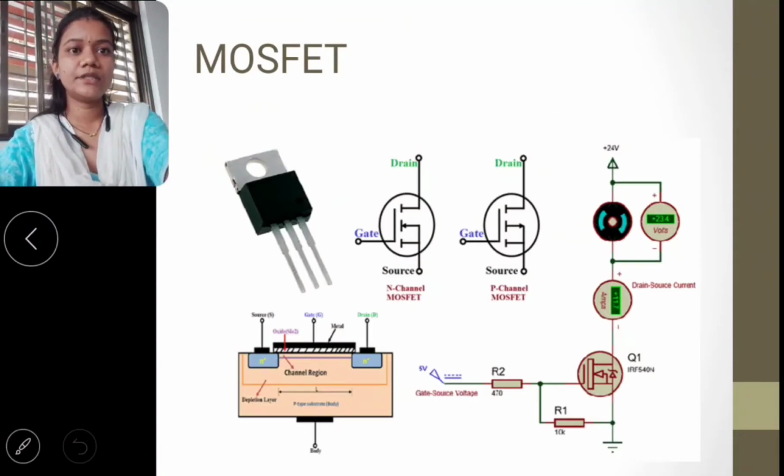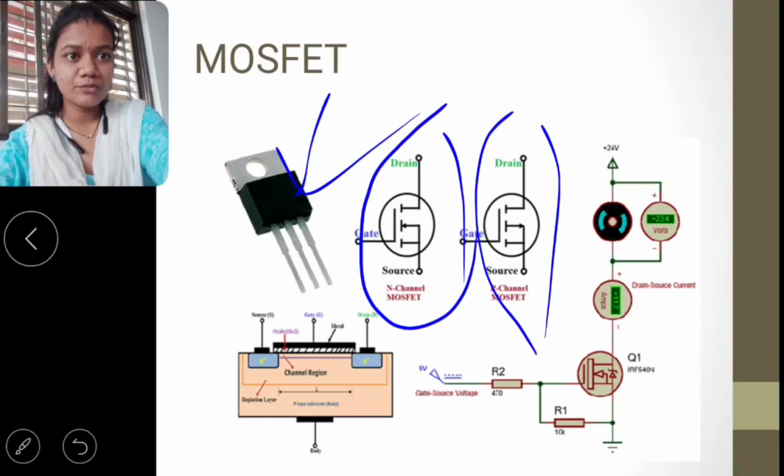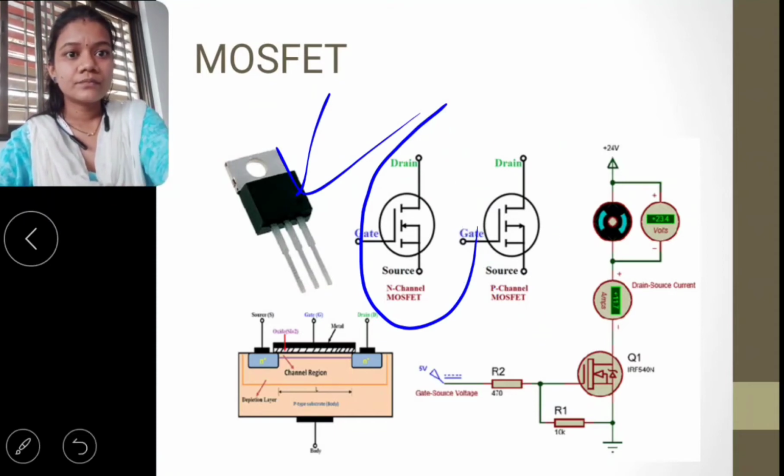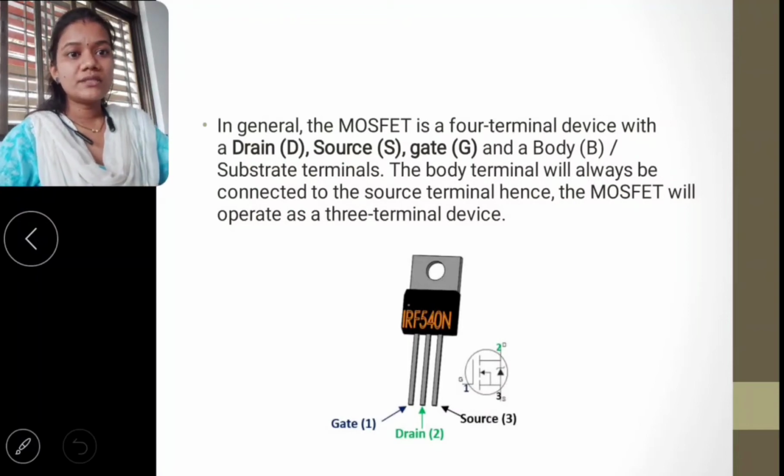So this is nothing but your MOSFET. These are the N channel MOSFET and the P channel MOSFET. This is your symbol of MOSFET. Then this is the construction diagram of MOSFET. So yes, this is your MOSFET.